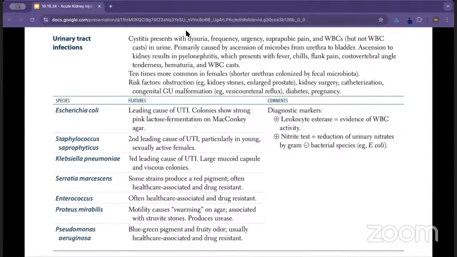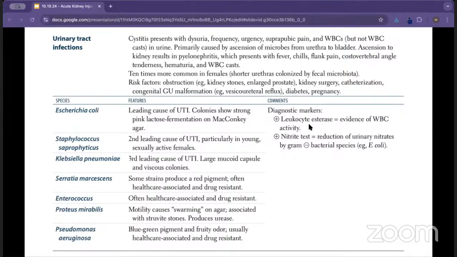This is a screenshot taken from the First Aid Step 1 book that I tend to show. Basically, this summarizes what I just said. It talks about the leading cause of UTI, the second leading cause, third leading cause, and so forth. See, the Proteus mirabilis produces urease. And then you'd use diagnostic markers like leukocyte esterase or a nitrite test, because that would basically tell you that there is WBC activity.